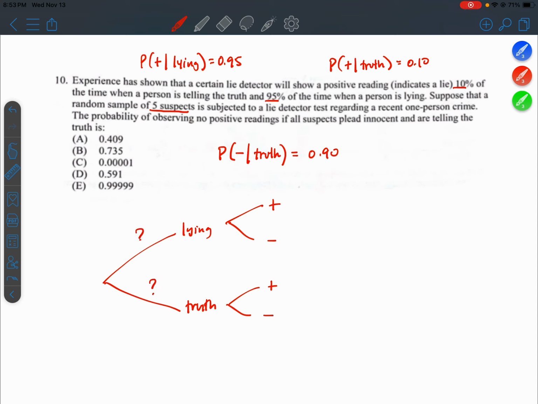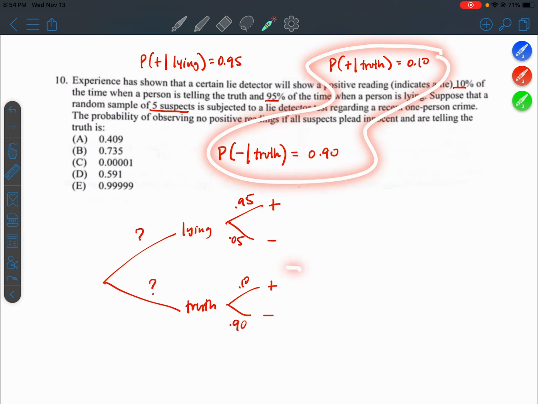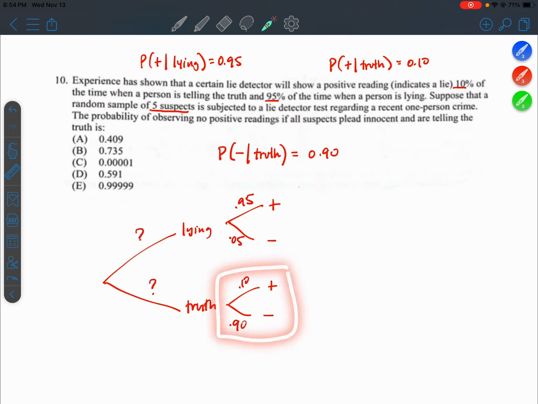Okay. But we know that when somebody is lying, 95% of the time, there'll be a positive result, which would imply 5% of the time a negative result. Okay. And when somebody's telling the truth, right over here, 10% of the time, there'll be a positive result, which means 90% of the time a negative result. Okay. So like the thinking I was doing here was just equivalent to this part of the tree diagram.